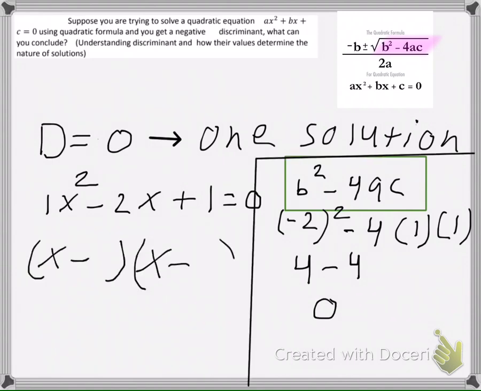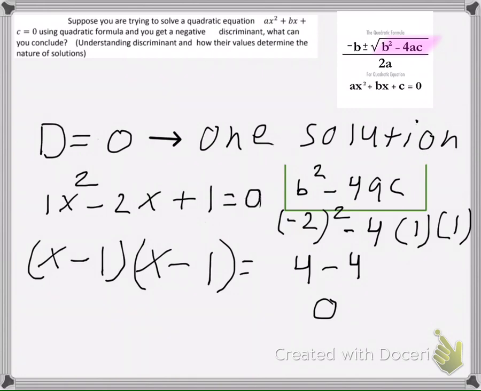Now I'm going to check that. If I factor x squared minus 2x plus 1, it gives me x minus 1 times x minus 1. Solving for x, I get that x is equal to positive 1. So there was only one real solution, since both of these factors are equivalent.